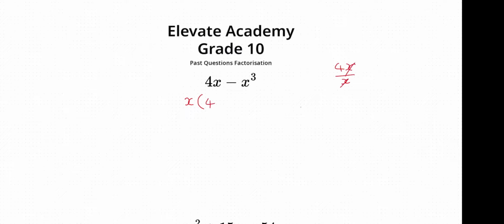And then we do the same thing for our negative x cubed. Divide that by x, and using our exponent law, we know that this exponent is 1. So it's just going to be negative x to the power 3 minus 1. We're left with negative x squared. Okay, so that's the first step done.